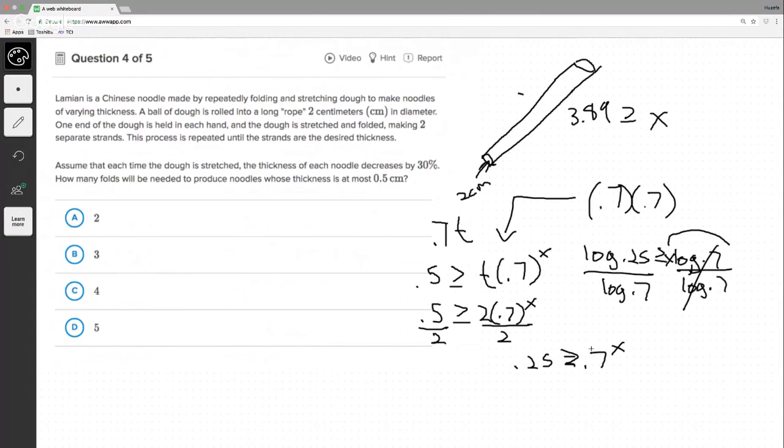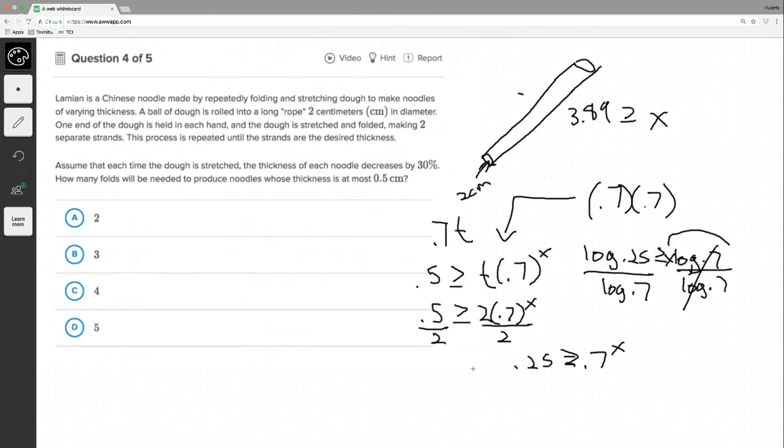Let's make sure I have that right. It has to be less than or equal to 0.25, right? Did I set this up right? That means x is less than 3.89, but it should be at most, so it should be the other way around, right? Because it's got to be greater than 3. Anyways, let's make sure I did this right. So 0.7 to the x has to be 0.25. The point is, it's in between 3 and 4.